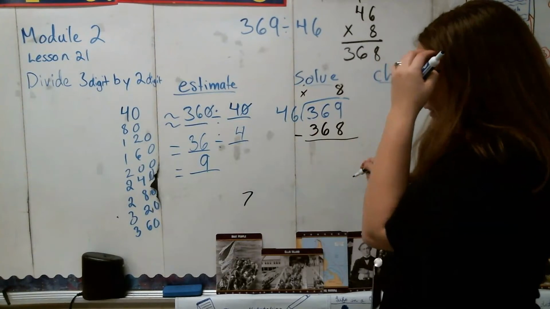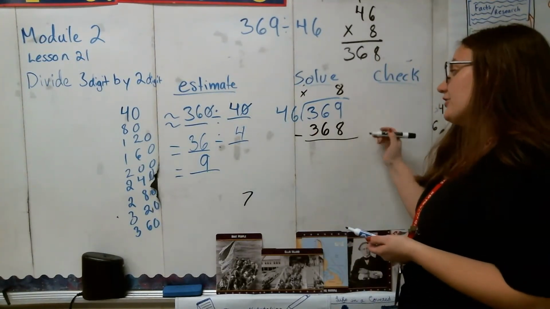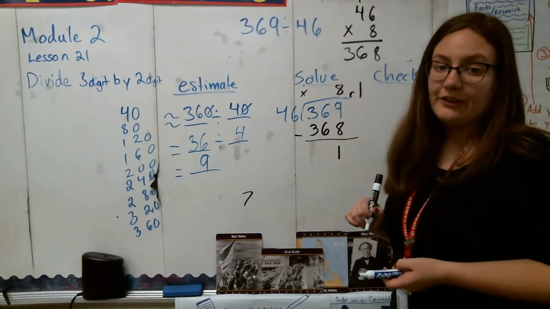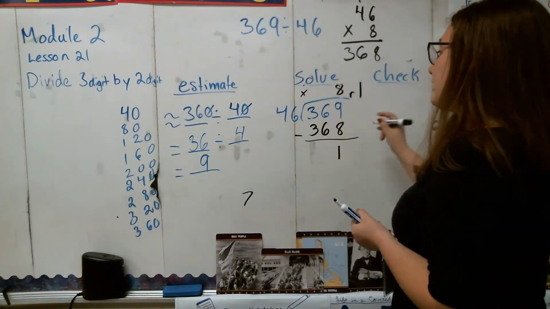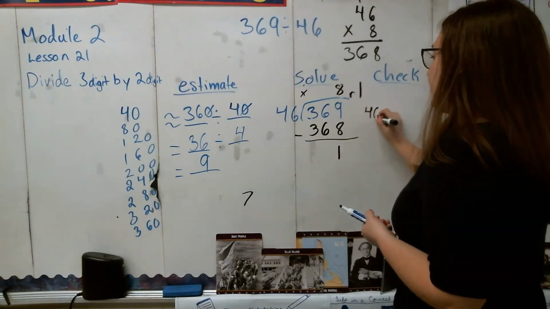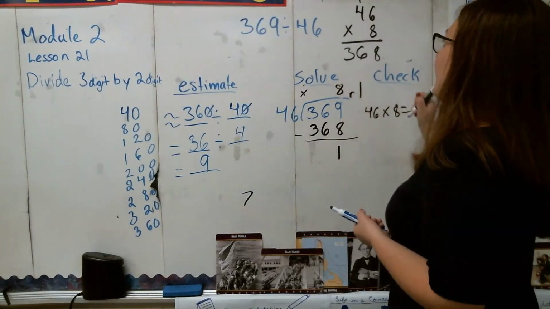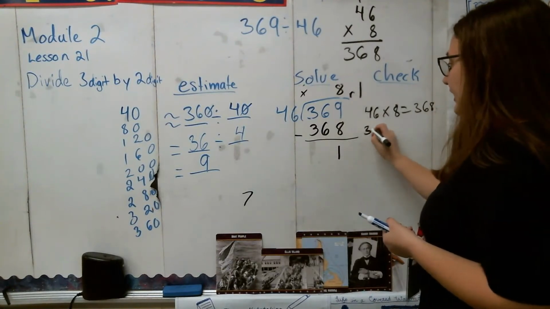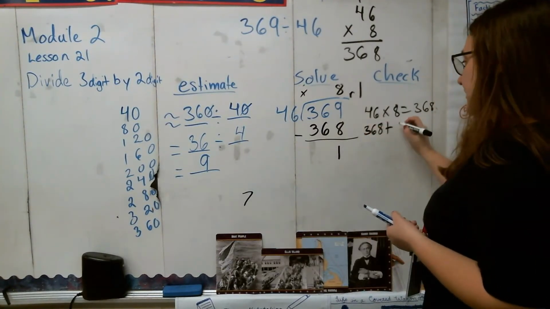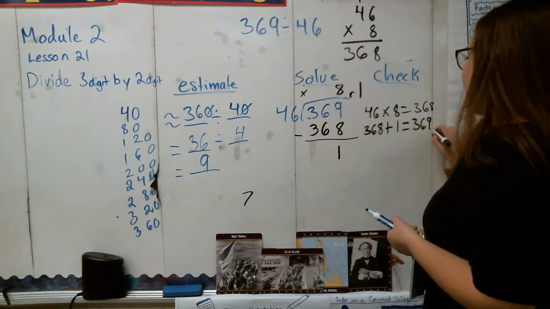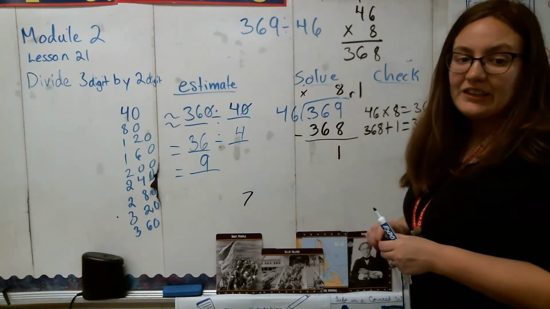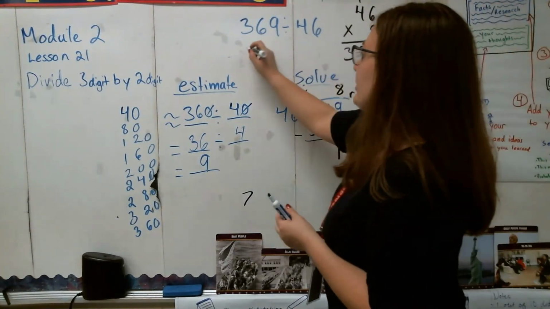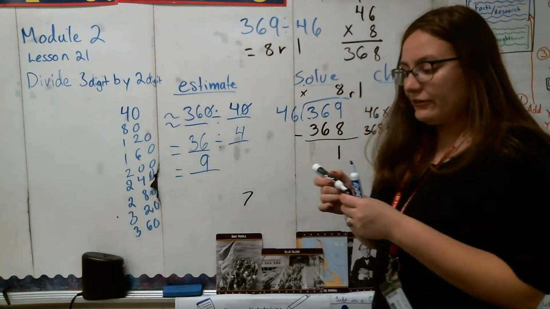Now we can go ahead and subtract. So we have 369 minus 368. 9 minus 8 is 1, which gives me a final answer of 8, remainder 1. Now when I go to check my work, remember I take my divisor, 46, multiply times 8. I said that that is 368. And then after that, I take this 368, and I add my remainder of 1 for 369. And that gives me this final answer of 369. So it matches my dividend. So that is the answer for number 3.